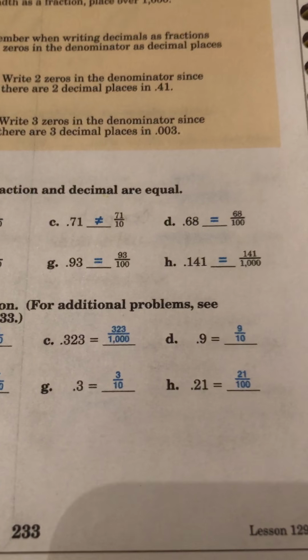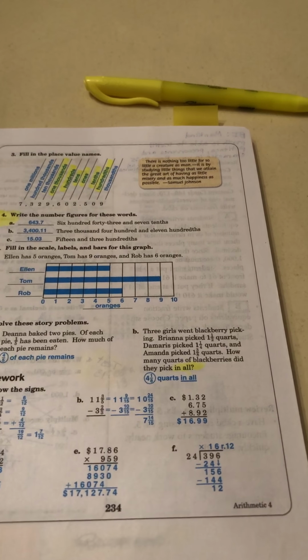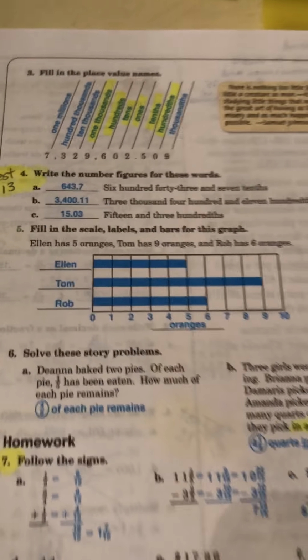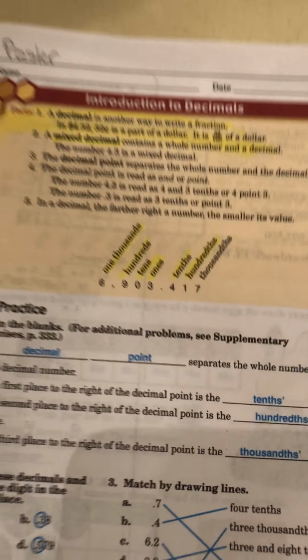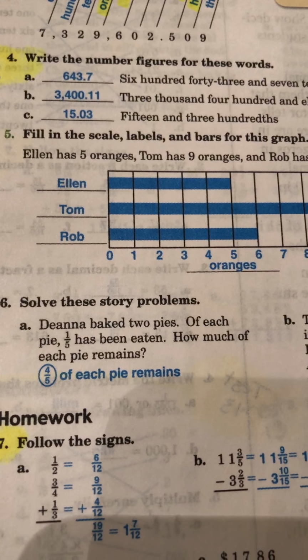Okay? Now, let's jump on over to the other side. I am probably not going to help you do all of this, even though there's not really a review section today. But I'm going to encourage you, number 3, okay? I think that you should be able to fill that in basically by referring back to this and what you already know. Let's give that a try, okay? And then write the number figures for these words, okay?